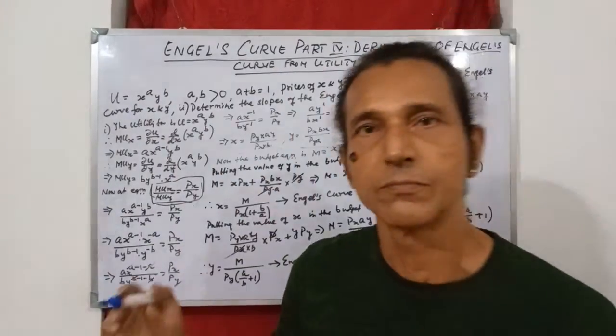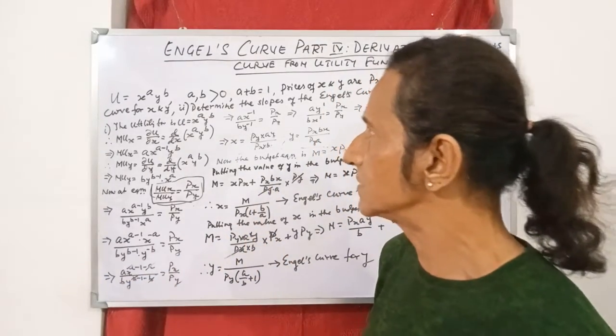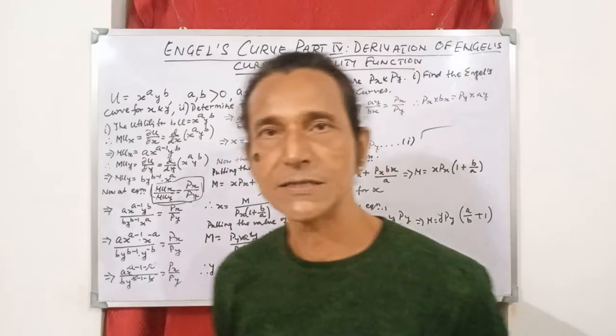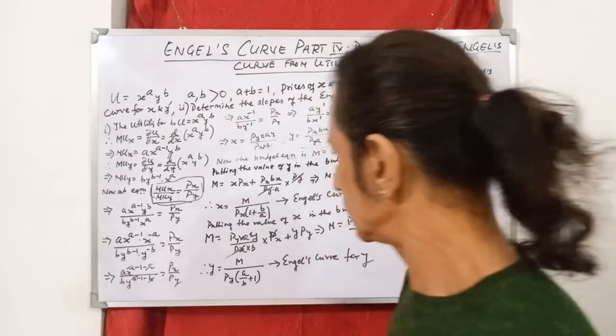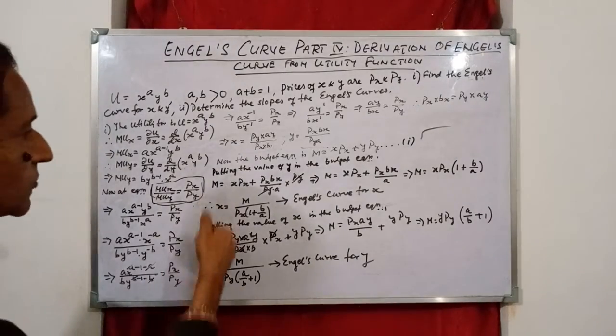So solution to part 1 of the problem is done. We have derived the Engel's curves for commodity x and commodity y. Now we have to find out or determine the slopes of those curves.